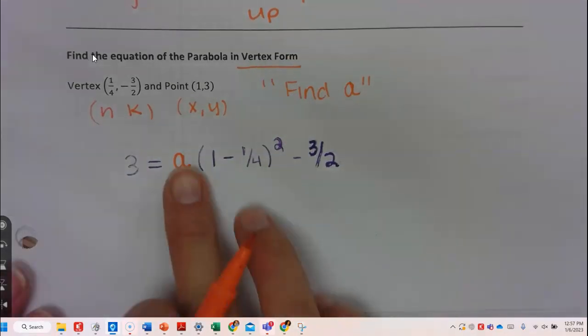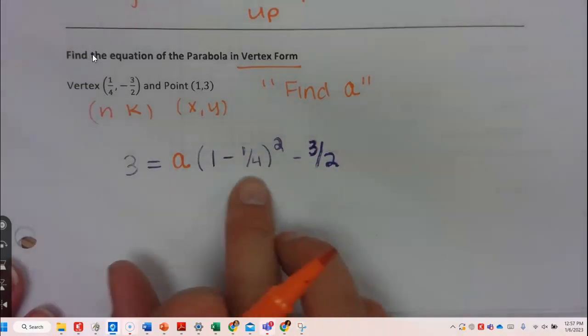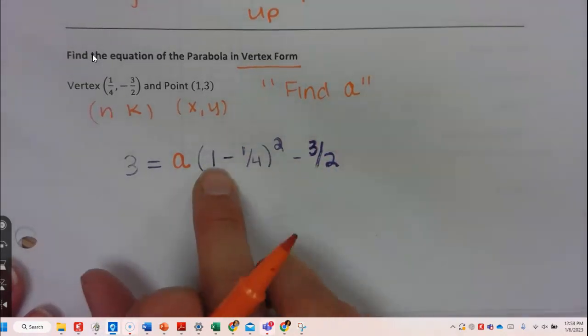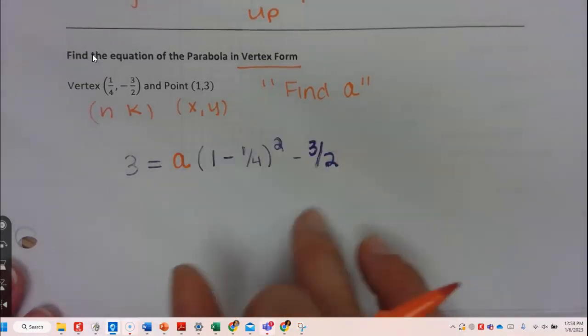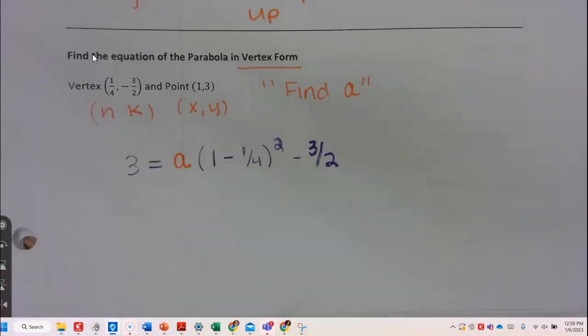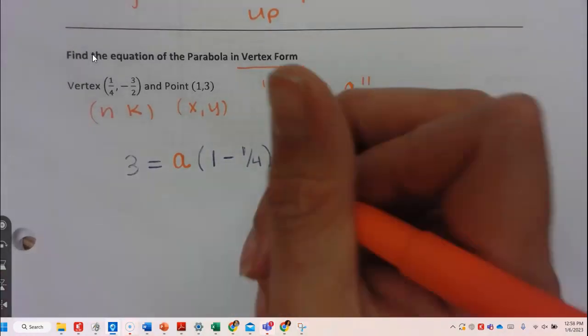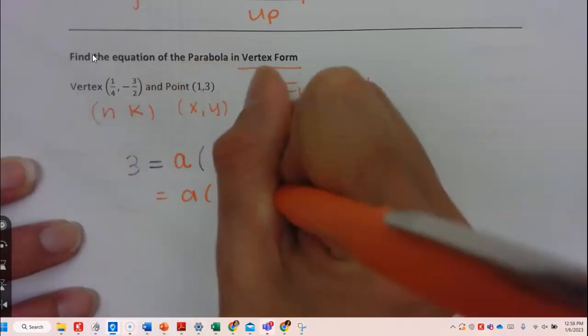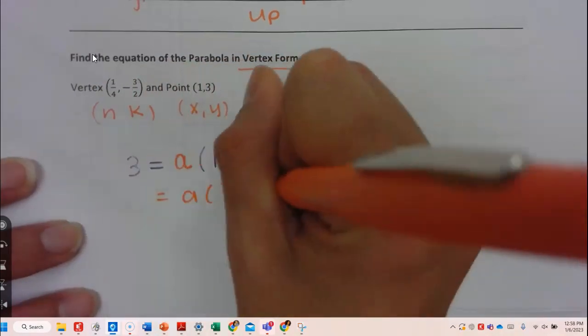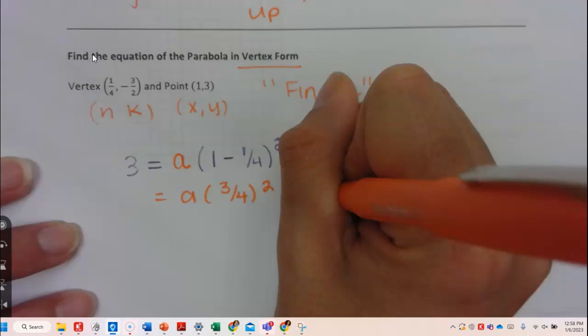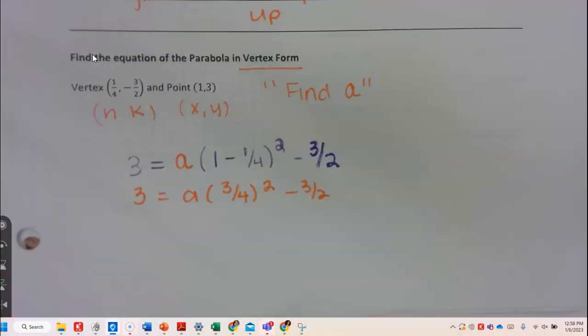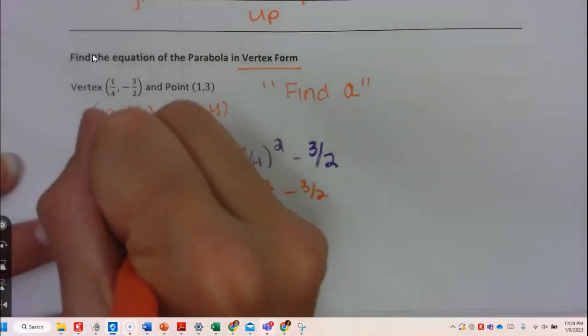So then order of operations tells you that you have to work inside and square before you do anything else. So you're going to take your 1 minus 1/4 and get 3/4. You're going to square that to get 9/16.